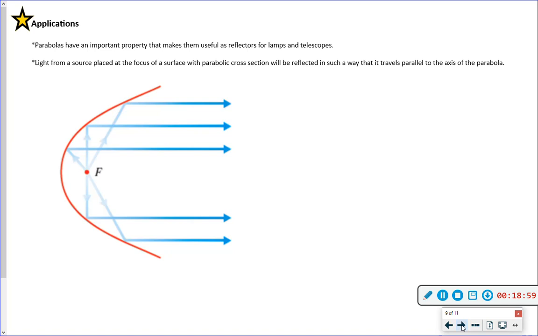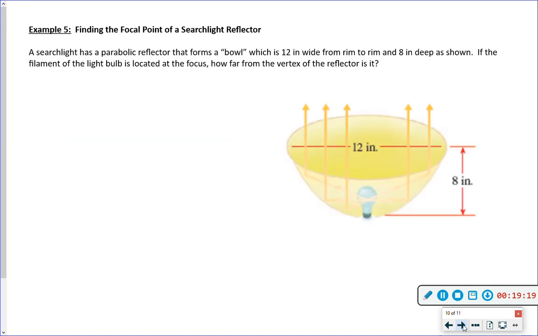Okay, you got to do a word problem, right? So parabolas have important properties. They use them a lot, like when we talk about reflectors and lamps and telescopes and all that sort of good stuff. Light from a source placed at the focus of a surface with a parabolic cross-section is reflected so that it travels parallel to the axis of the parabola. I feel like we're teaching physics here again. Got a lot. So this isn't too bad of a problem.